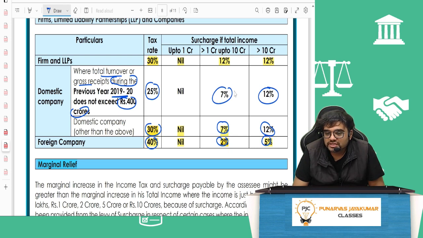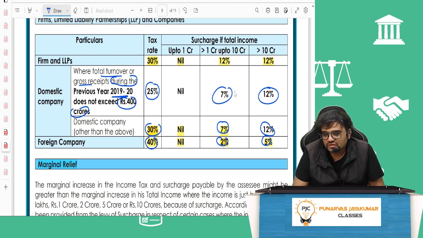So for those companies, if during the previous year 1920 their turnover did not exceed 400 crore, what is the tax rate for them? 25%. Just before COVID, this was the amendment that had come that time. Mind you, it is not from previous year 1920, only turnover for that year is seen, but the tax rate will always be 25%.